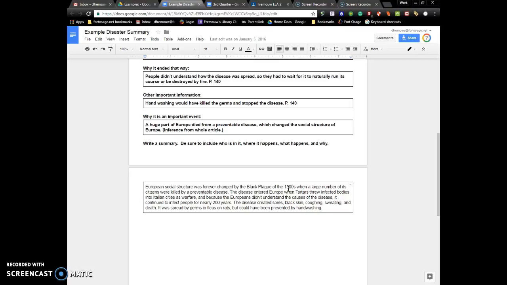The disease created sores, black skin, coughing, sweating, and death. It was spread by germs and fleas on rats, but it could have been prevented by hand washing. So this is your goal.